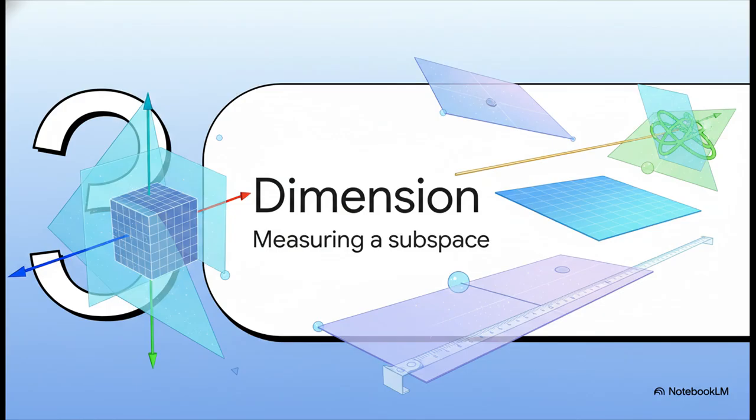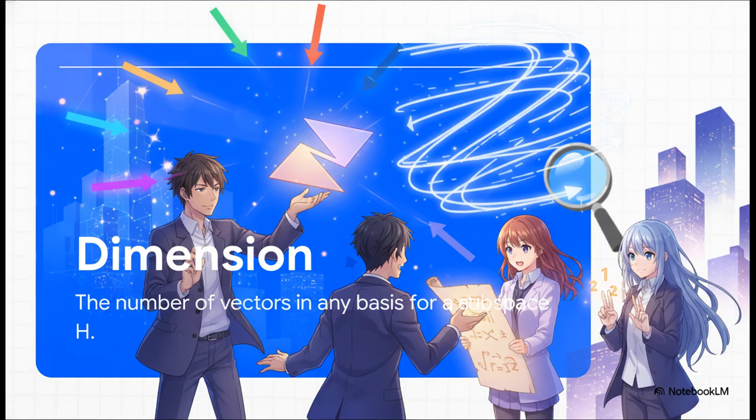You know, is it a line, a plane, or something much, much bigger? This brings us to the concept of al-Bu'd, or dimension. And the definition? It is just beautifully simple. The dimension of a subspace is just the number of vectors in its basis. That's it. If your basis has 2 vectors, congratulations, you've got a 2-dimensional subspace.